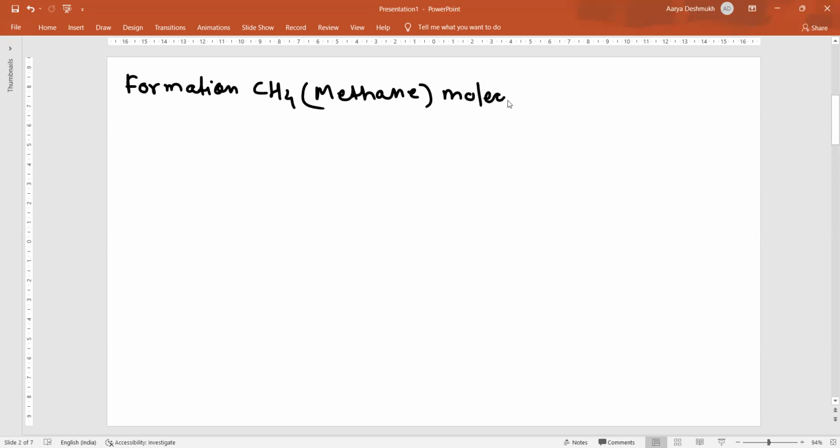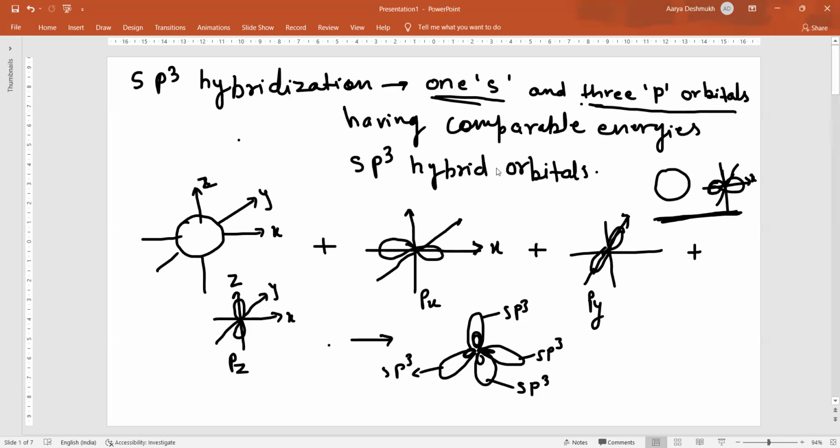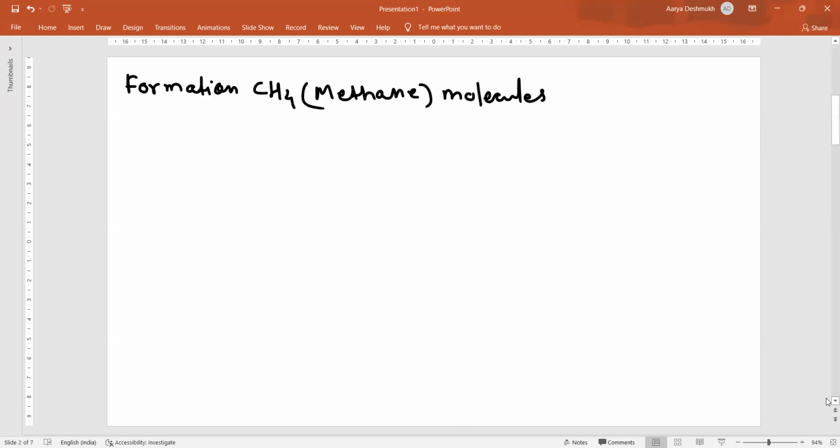In such a question, it carries at least 3 or 4 marks. So just start with this. You are expected to draw this formation. This whole thing carries 1 mark. Then write the next thing, that is the formation of the methane molecule. Start with the atomic number. What is the atomic number of carbon? That is 6. So write down the electronic configuration of carbon.